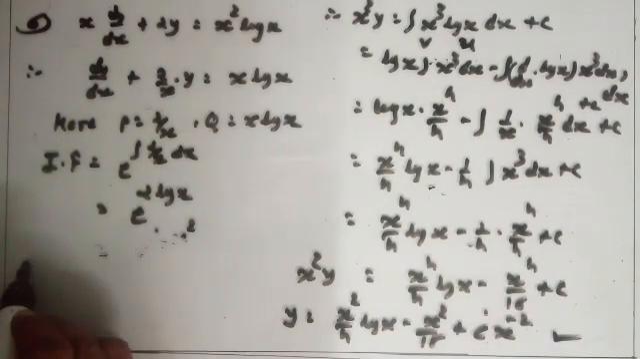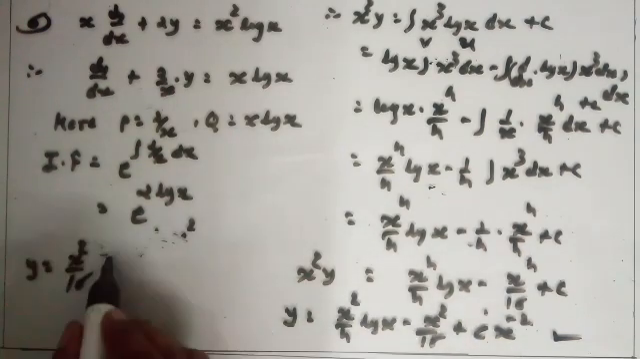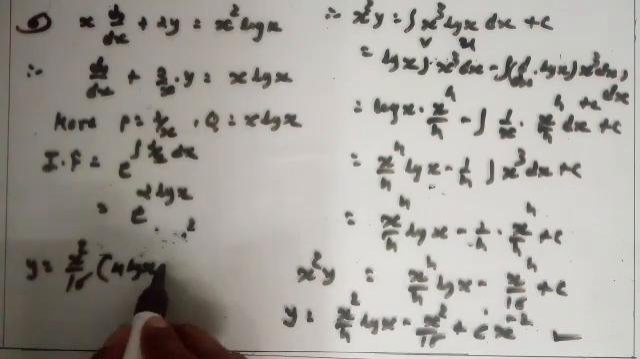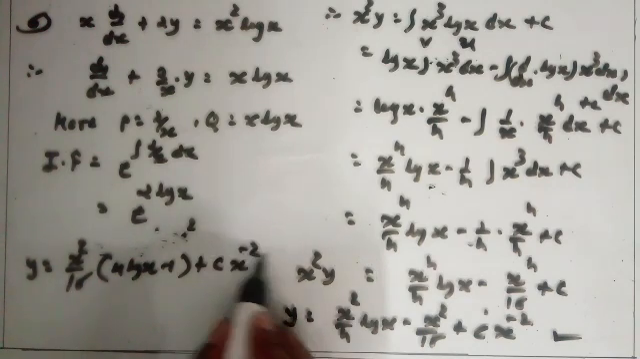Sometimes you find this type of answer: y is equal to x square upon 16, taking common, so here we get 4 log x minus 1, plus c into x raised to minus 2. Clear?